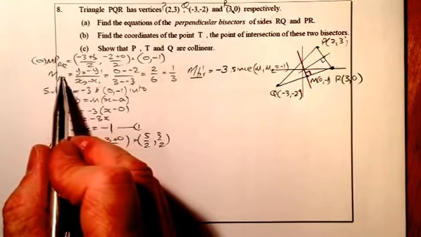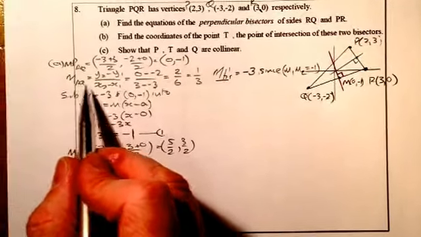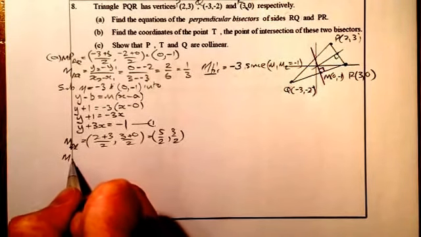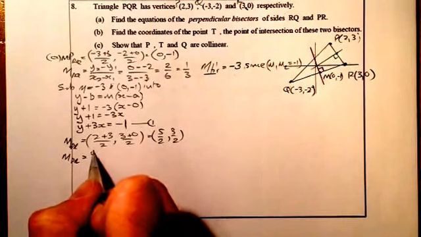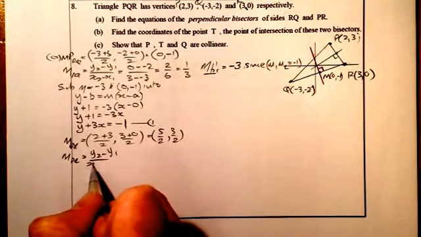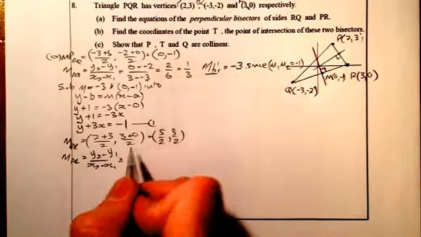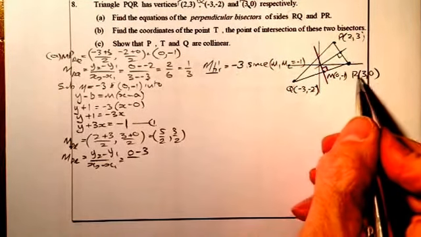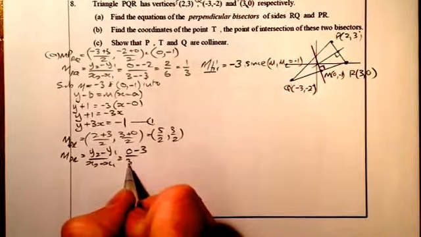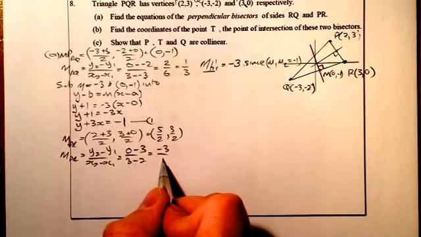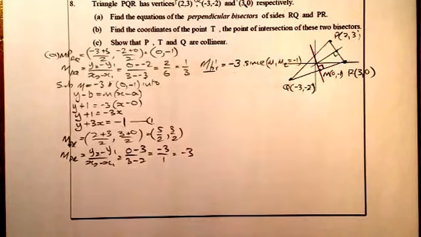I'm then going to do the same again. I'm going to work out the gradient of the line that's here. So I'm going to work out the gradient of PR. And that's y2 minus y1 all over x2 minus x1. Substituting some values in, so 0 minus 3 and 3 minus 2. So that'll give me minus 3 on the top, and that's going to give me 1 on the bottom. So that'll give me a gradient of minus 3.